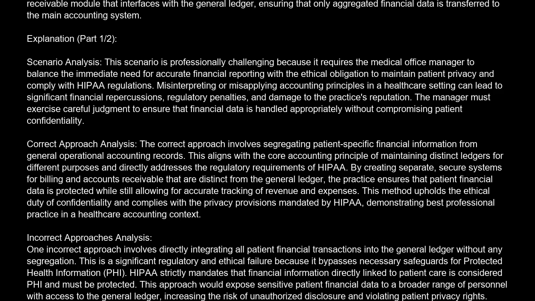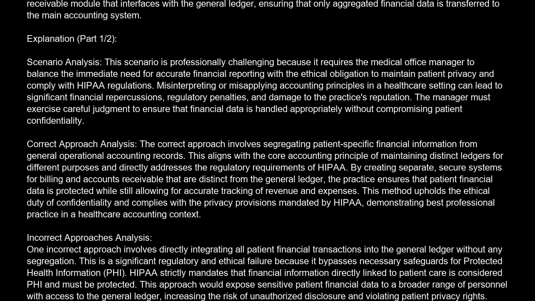The correct answer is C. Implement a system where patient-specific financial transactions are recorded in a separate, secure billing and accounts receivable module that interfaces with the general ledger, ensuring that only aggregated financial data is transferred to the main accounting system. Explanation. Scenario analysis. This scenario is professionally challenging because it requires the medical office manager to balance the immediate need for accurate financial reporting with the ethical obligation to maintain patient privacy and comply with HIPAA regulations.